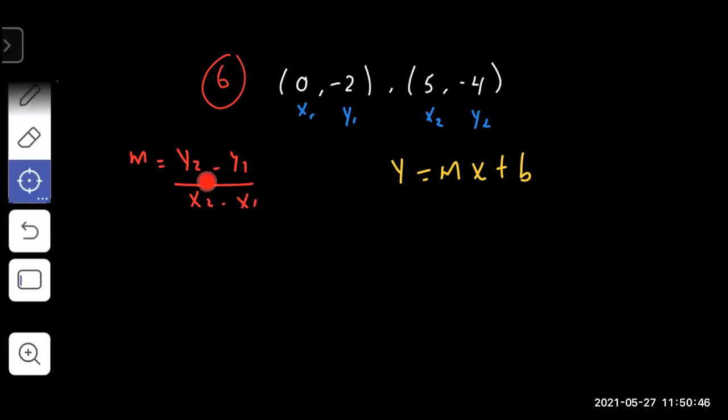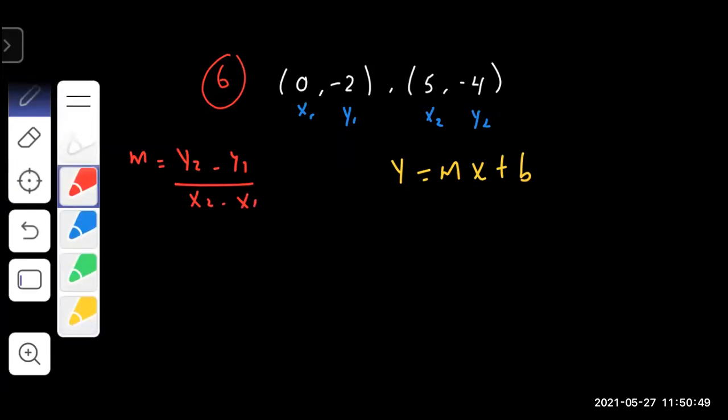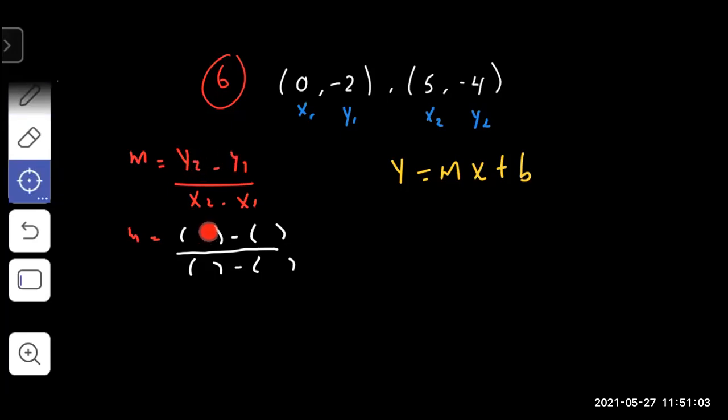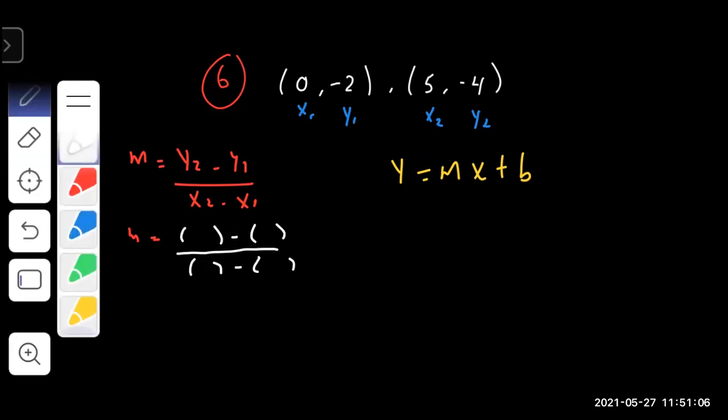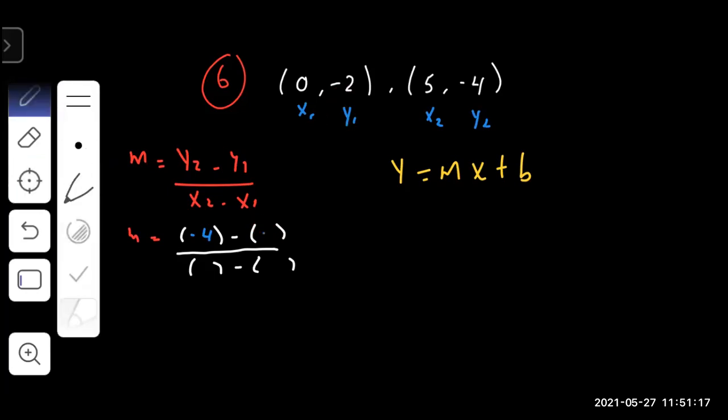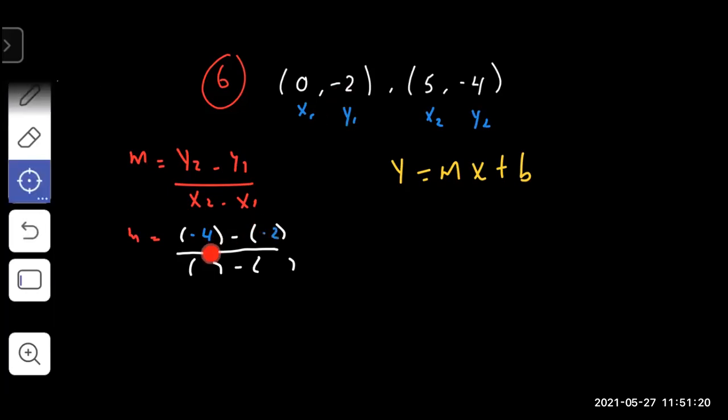We're never going to change this. This is a given fact. You only need to use it. The slope is going to be equal to, let's put parentheses, guys, for each of these variables: parentheses, all over, parentheses, minus parentheses. And you're going to help me. What is y2, guys? Negative 4. It's 4, but negative. What is y1? Negative 2. Let's put negative 2. And what is x2? 5. And what is x1? 0.